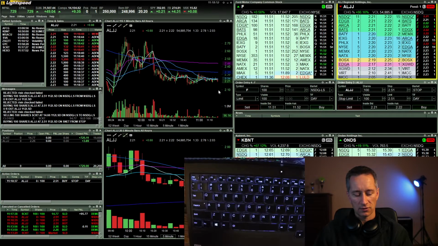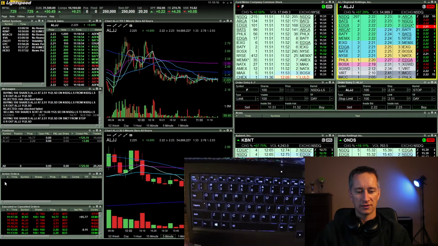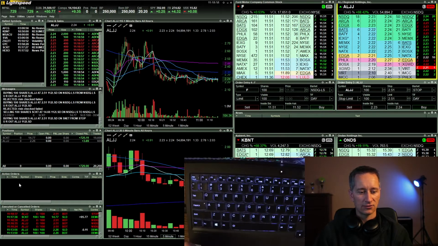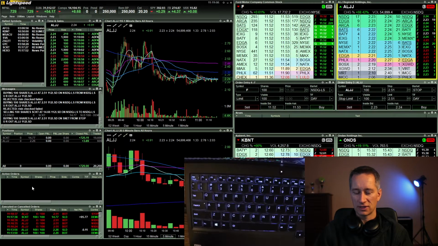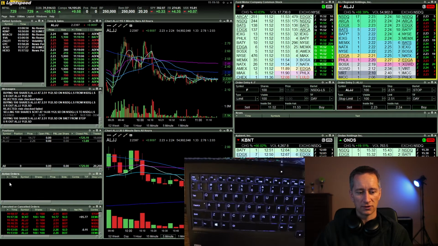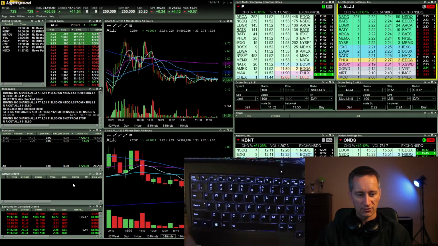So I have Shift Q, as you've seen, to remove any active orders, and that's quite important. And also that's why I have these two separate windows for positions, active orders, and executed canceled orders. So if you're ever going to trade with Lightspeed, make sure you set it up this way. So you see what if you have any outstanding ones, okay? So that's a good thing to know as well. And I didn't know about that.